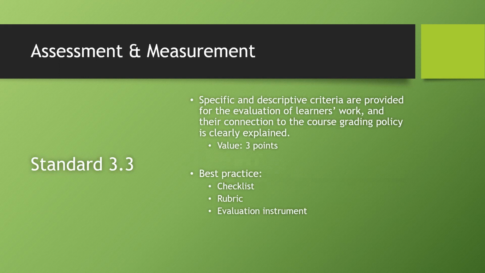Standard 3.3, specific and descriptive criteria are provided for the evaluation of learners' work, and their connection to the course grading policy is clearly explained. This is a 3-point value. So the best practice for this is to maybe include a checklist for something that the students have to do, or a rubric, or any kind of evaluation instrument. For example, as an evaluation instrument, I have a grade sheet that I use when I am grading student speeches, and I give them a copy of that so they know what I am going to be looking at in the beginning, and then they get a completed copy at the end after they have submitted their speech.